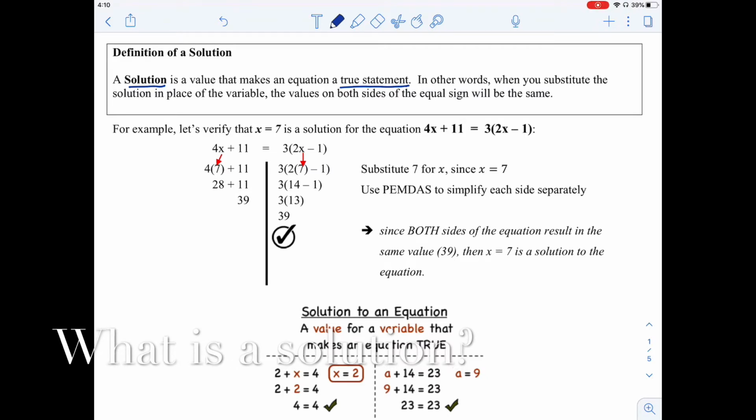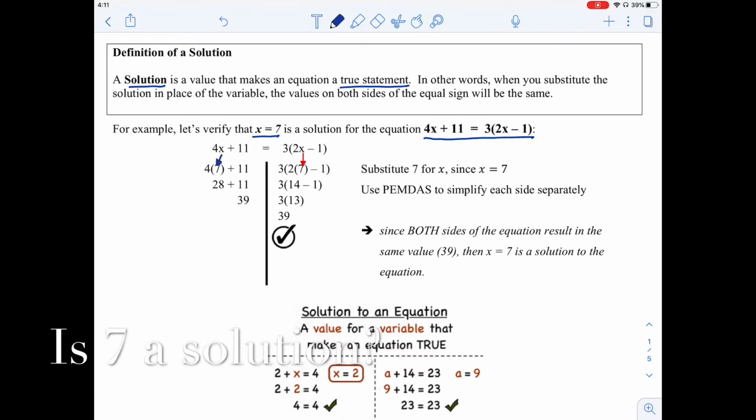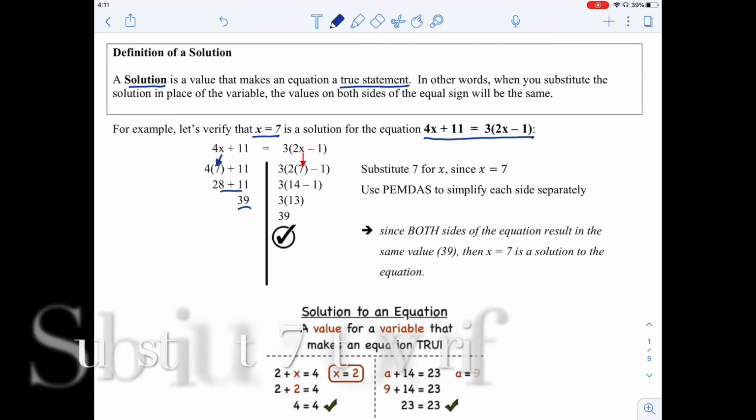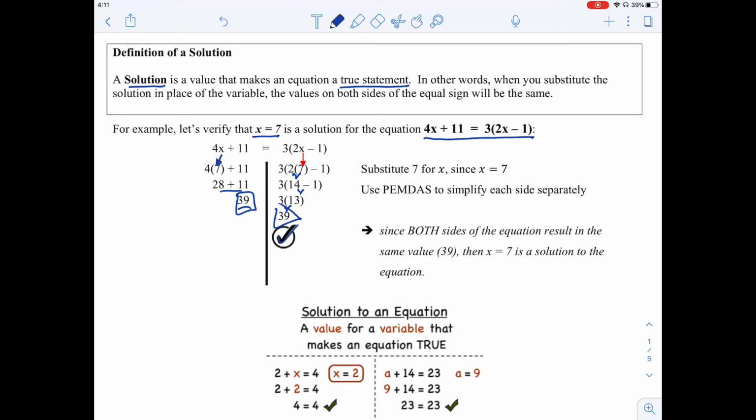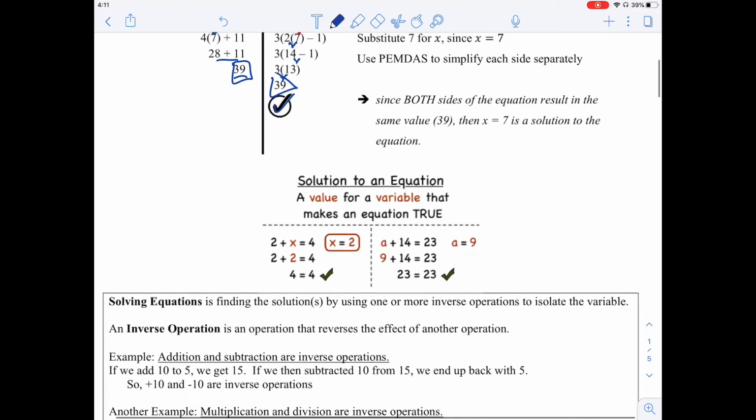So when you substitute, let's say we have an equation and we have verified that x equals 7 is the solution. All we have to do is substitute it in there. So 4x becomes 4 times 7. We substitute x for 7, and we get 28 plus 11, which is 39. And we do it on the other side, right? Substitute x for 7. 2 times 7, 14. PEMDAS, 14 minus 1 in the parentheses first, 3 times 13, 39. So both are the same, so they are equal, right? So 7 is a solution to this equation because it makes it true.